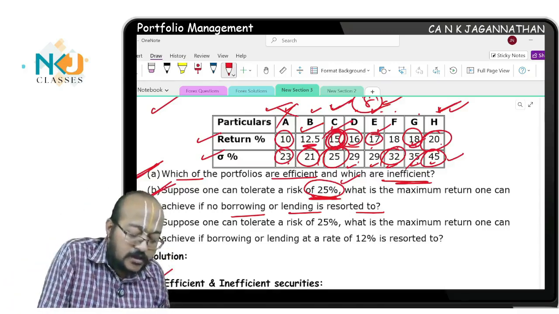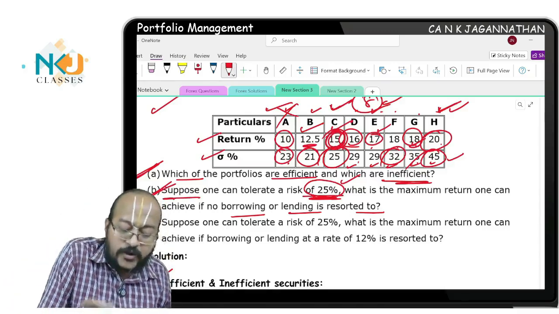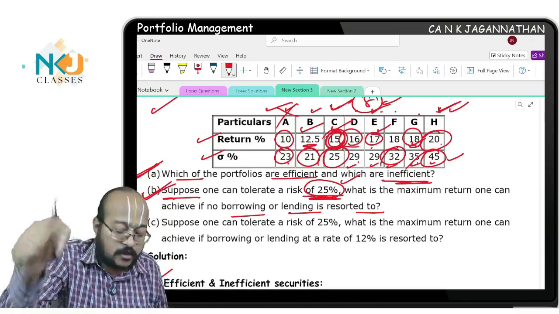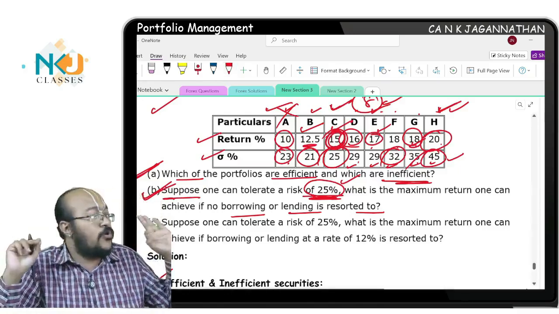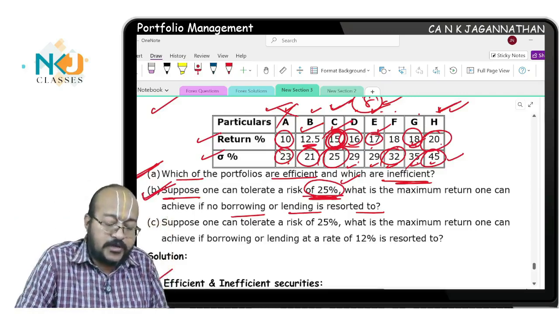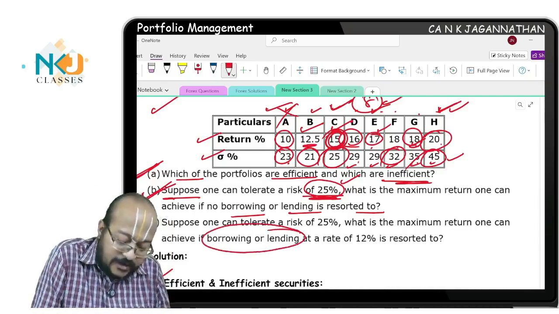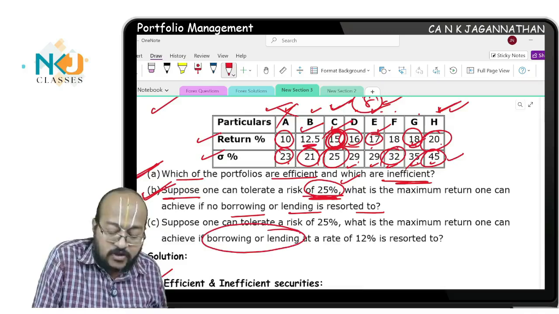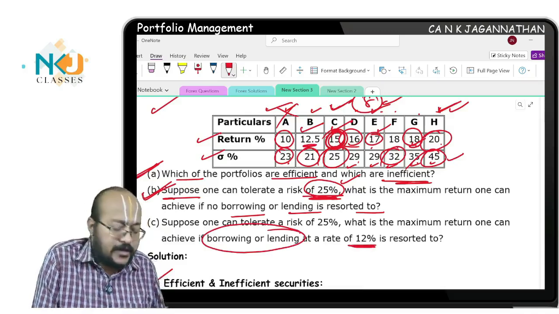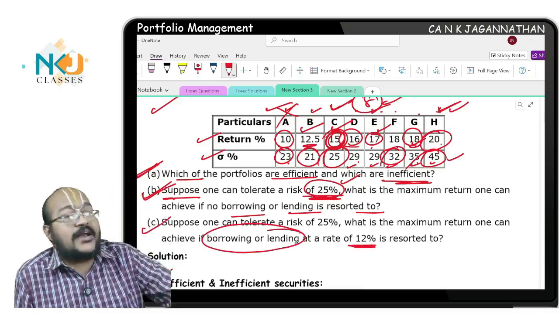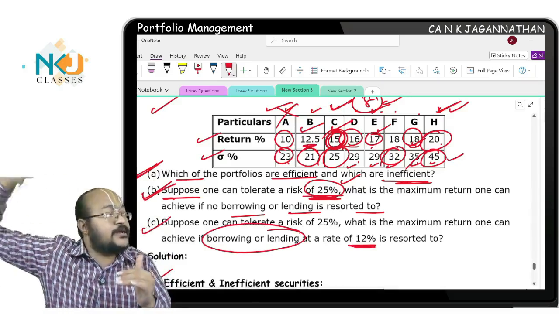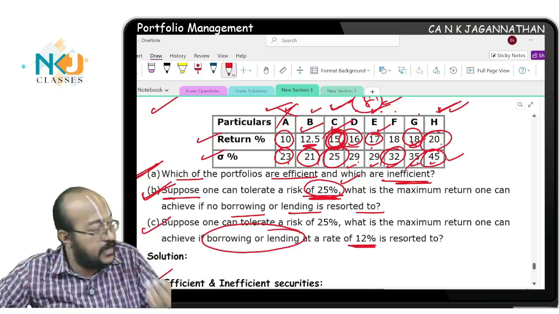See, suppose one can tolerate a risk of 25%. What is the maximum return one can achieve if no borrowing or lending is resorted to? Suppose I am not borrowing or lending anything. The third part is, borrowing or lending can be resorted to if 12% is the rate of borrowing or lending. The third part is asking about the capital allocation line. I told you the extension, capital allocation line, levered line. That they are testing in the third part.